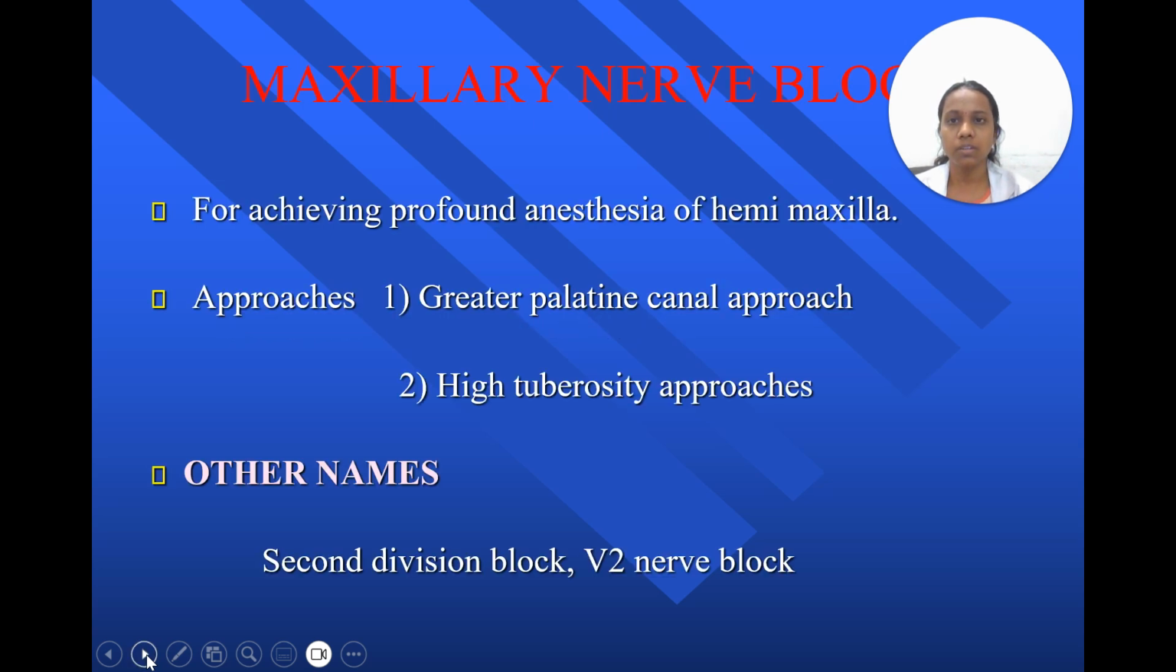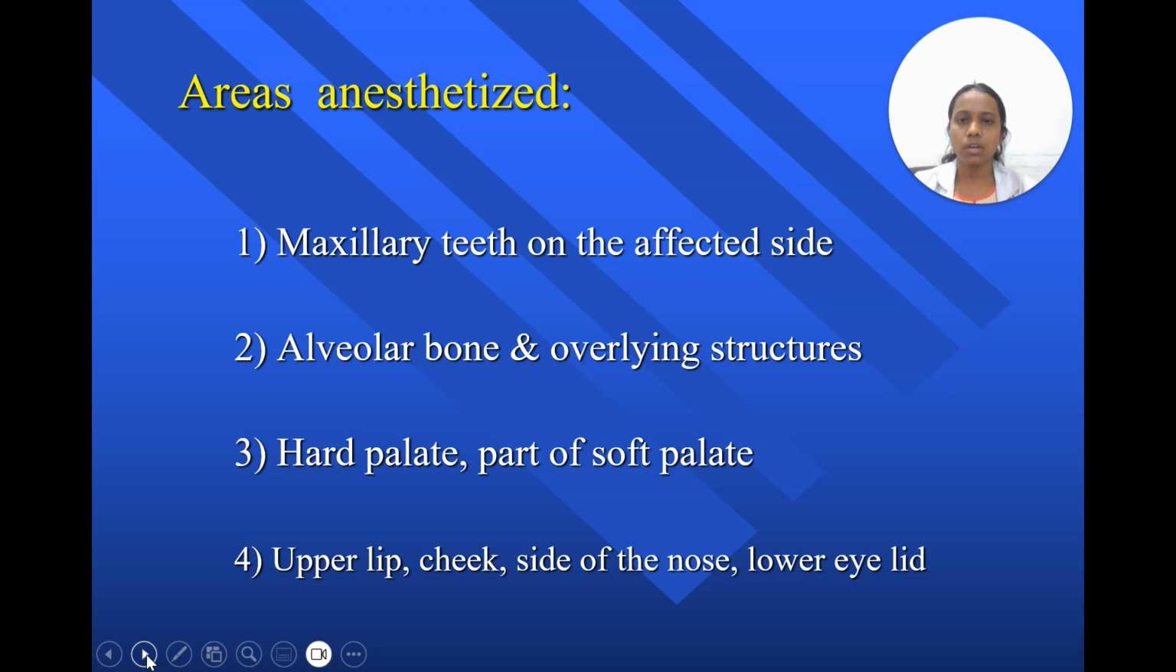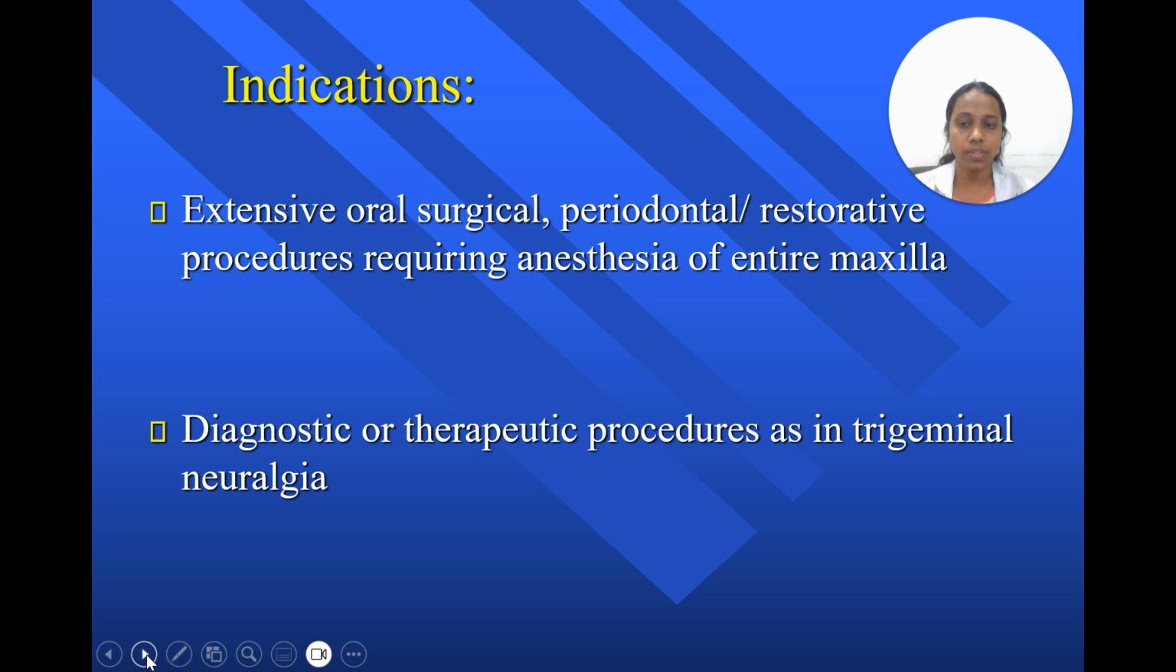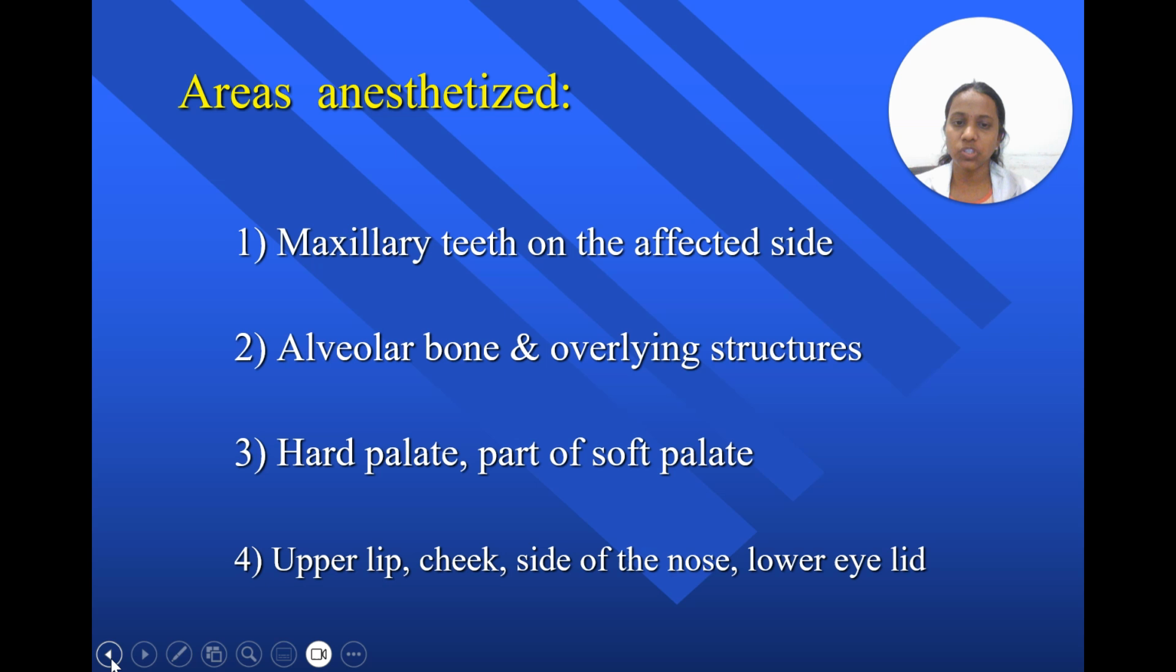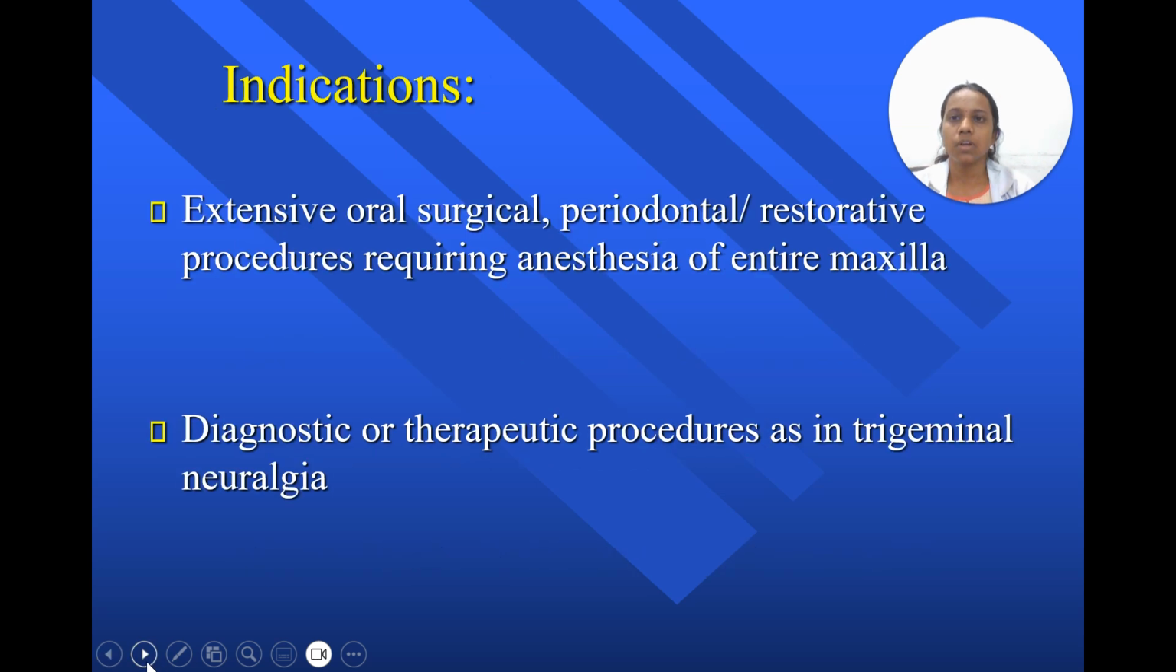Coming to the main nerve trunk block, the maxillary nerve block, or the second division block, can be given by two techniques, the greater palatine canal approach and the high tuberosity approach. The area anesthetized is the hemimaxilla, which involves all the teeth and the upper lip, cheek, and part of the nose.